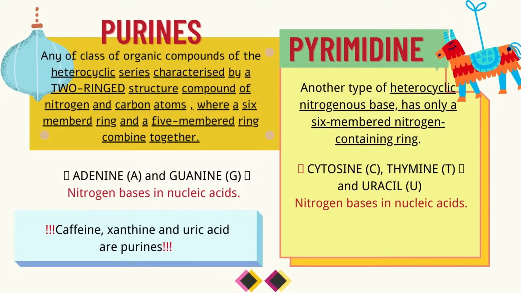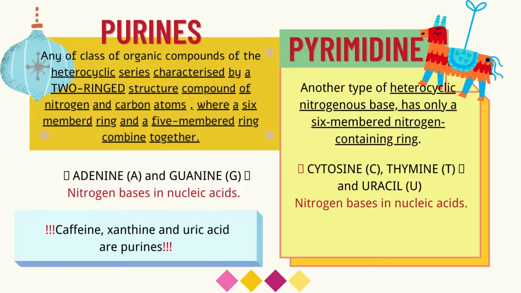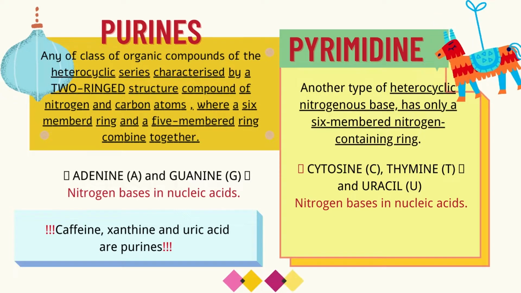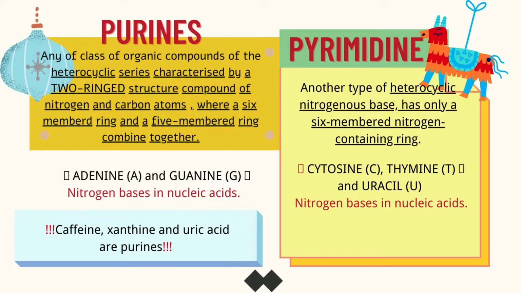Let's move on. Pyrimidine, another type of heterocyclic nitrogen base, has only a 6-member nitrogen-containing ring. In nucleic acid, the three types of nitrogenous bases that are pyrimidines are named cytosine, thymine, and uracil.